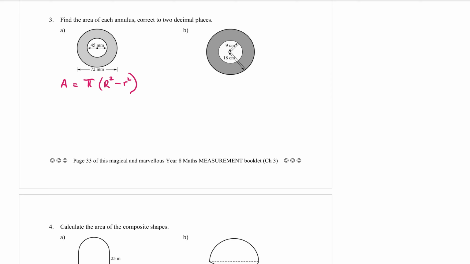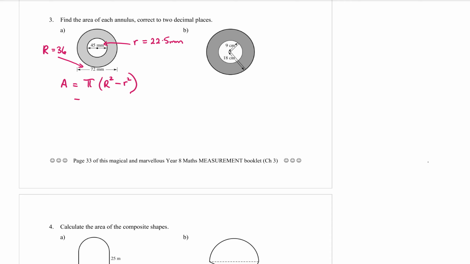Okay, so the problem is that I haven't been given the radius in this question. I've been given the diameter. So this 72 is for my big circle. If I divide that by 2, then my big radius would be 36. The 45, that's the diameter of my little circle. So that would be little r, if I divide that by 2, will be 22.5 millimeters. Okay, so they're the numbers I need to substitute in.